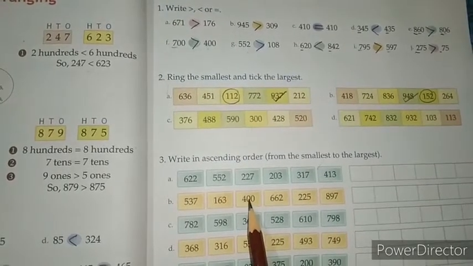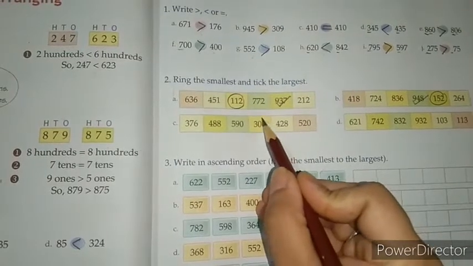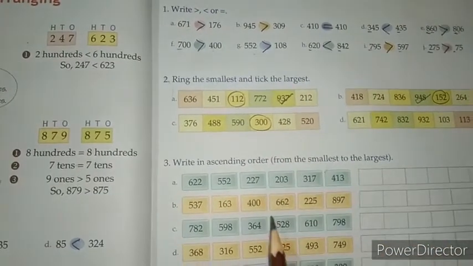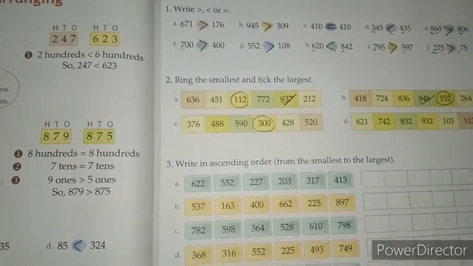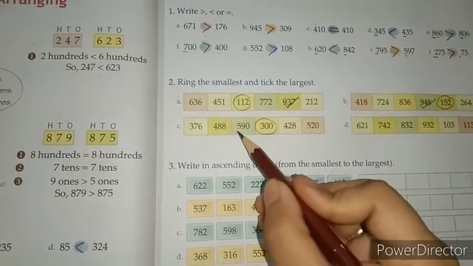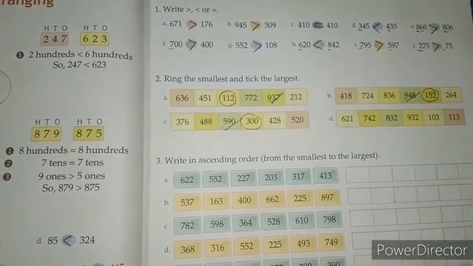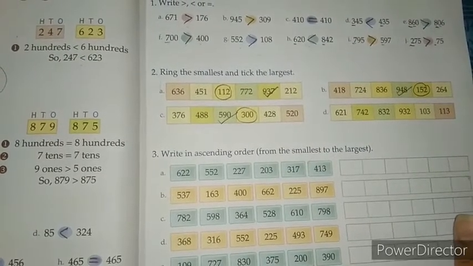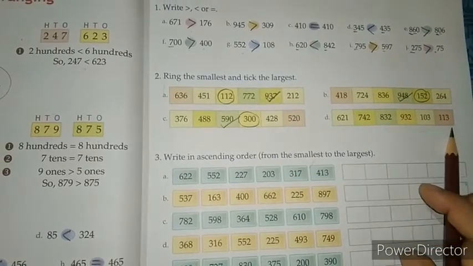Tell me students. Yes, 300. And circle this. Okay. And which is the largest number in these numbers? 590. Very good. Next one, 621, 742, 832, 932, 103 and 113.